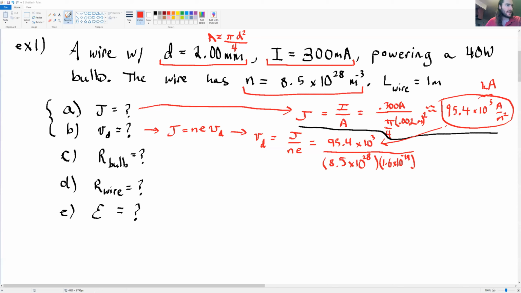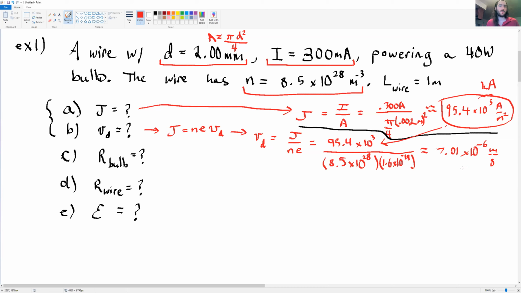So when I calculate this here, I see, yes, indeed a very small number, on the order of 10 to the minus 6. So 7.01 times 10 to the minus 6 meters per second. So this one is even smaller.